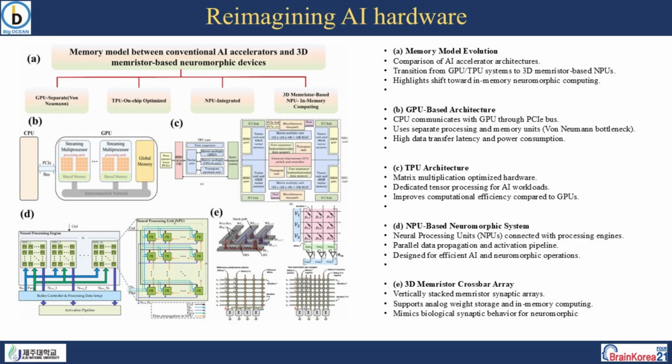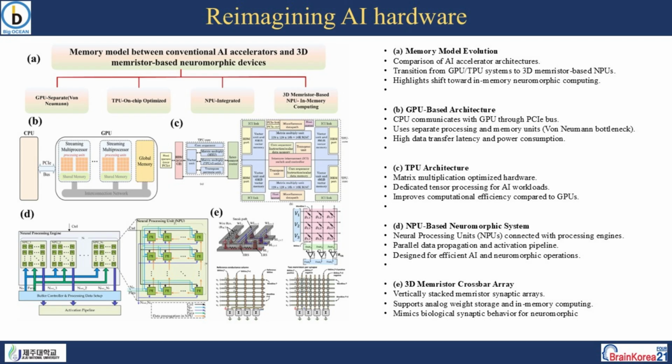In this slide I will explain reimagining all AI hardware including GPU, TPU, and NPU, and why 3D memory can take the place of all kinds of AI hardware. The TPU is a matrix multiplication optimized hardware. It is designed for tensor processing for AI workloads and improves computational efficiency compared to the GPU.